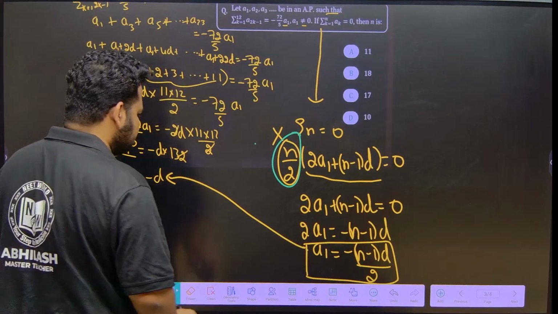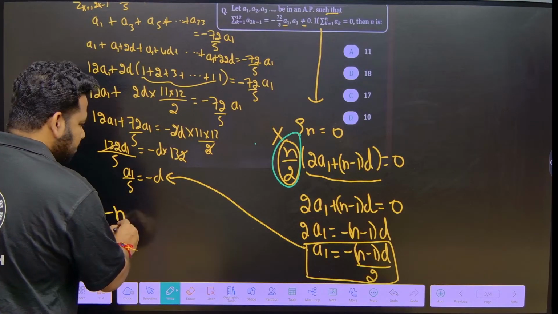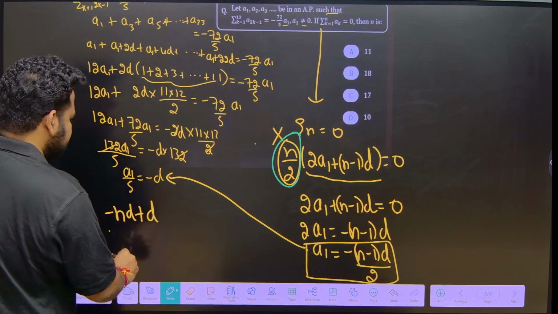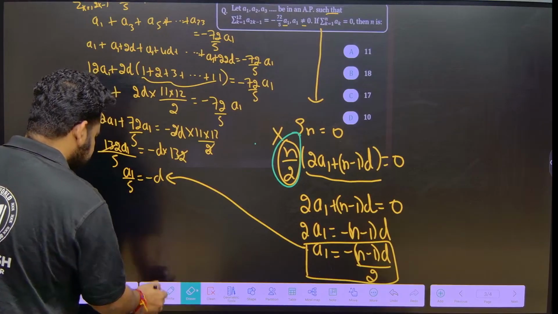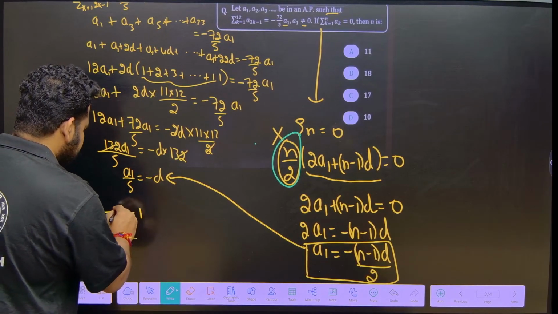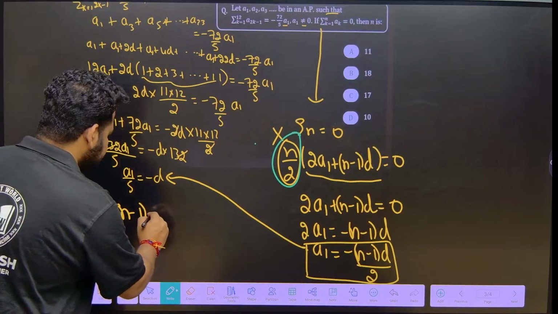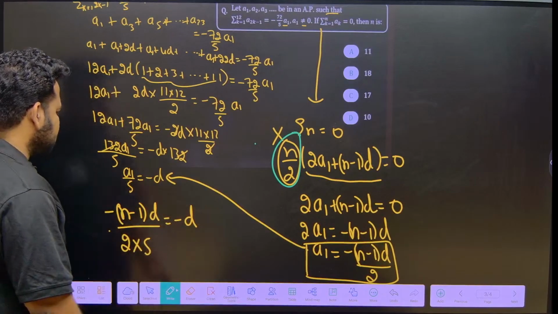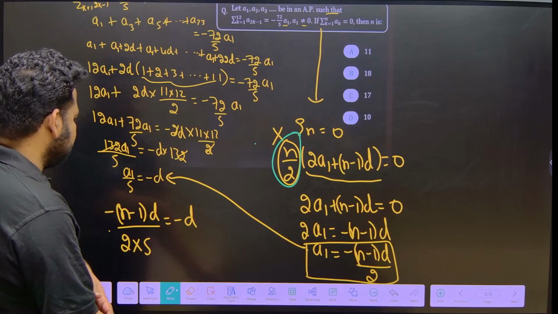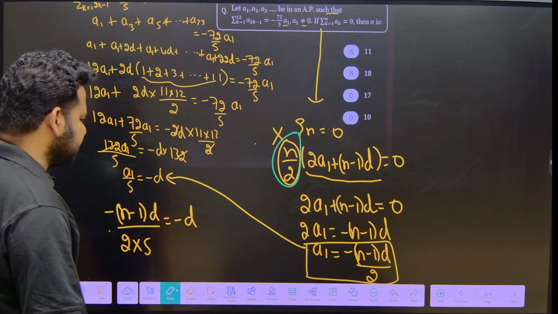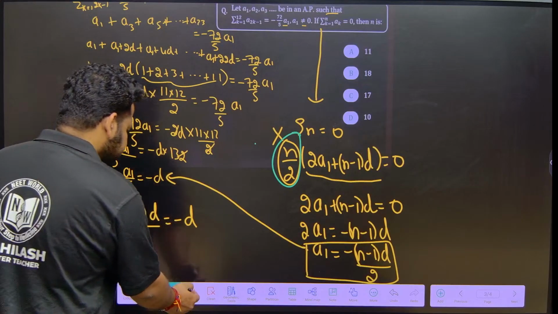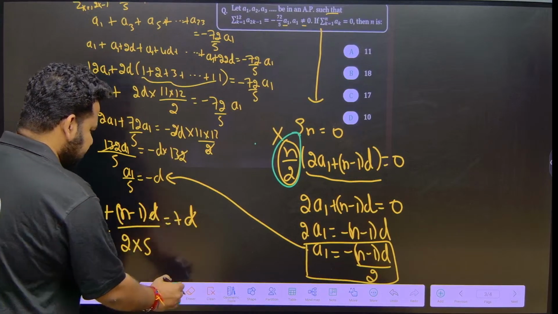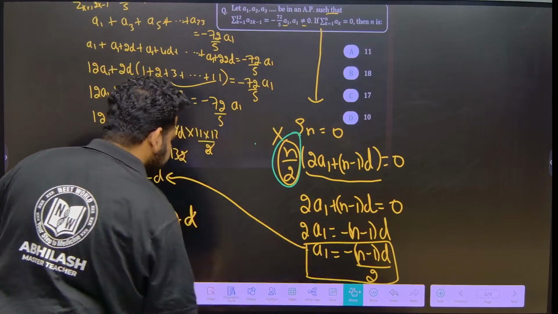So what will I get? a1, let me take it as minus n minus 1 times d divided by 2, into 5, is equal to minus d. So what can I do here, friends? Here I have d, here also I have d, I can cancel. Here I have minus, here also minus, I can cancel.